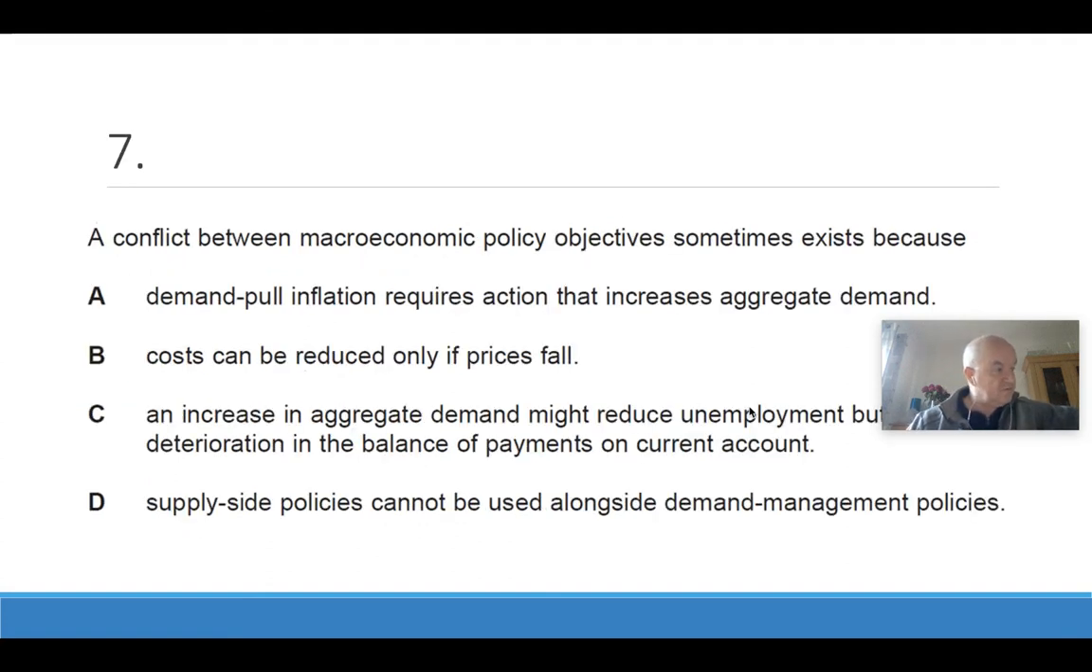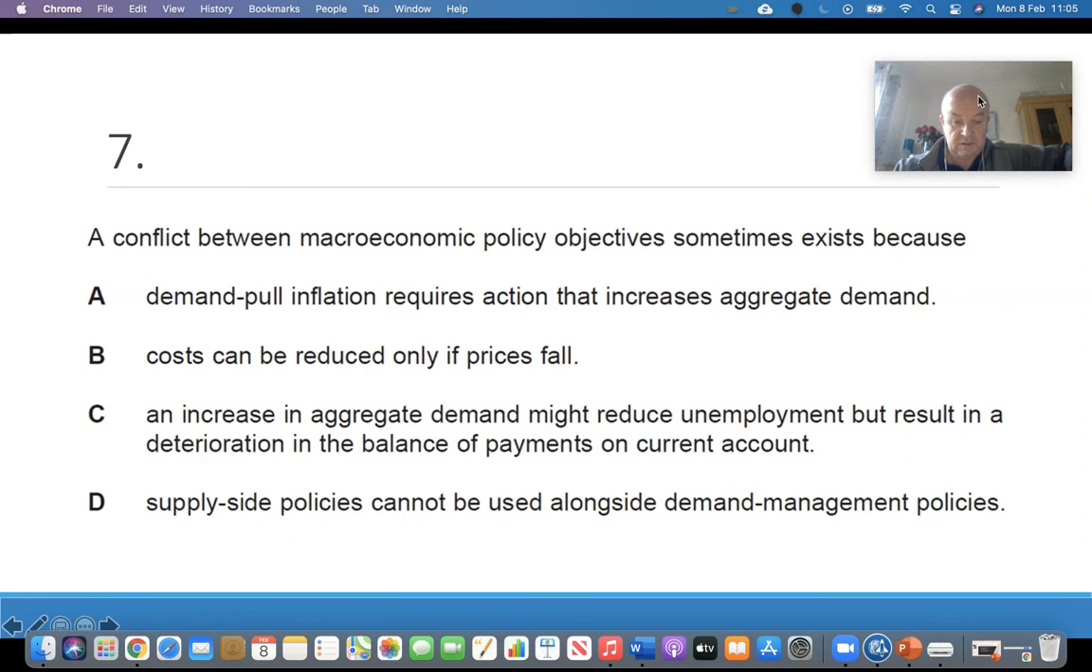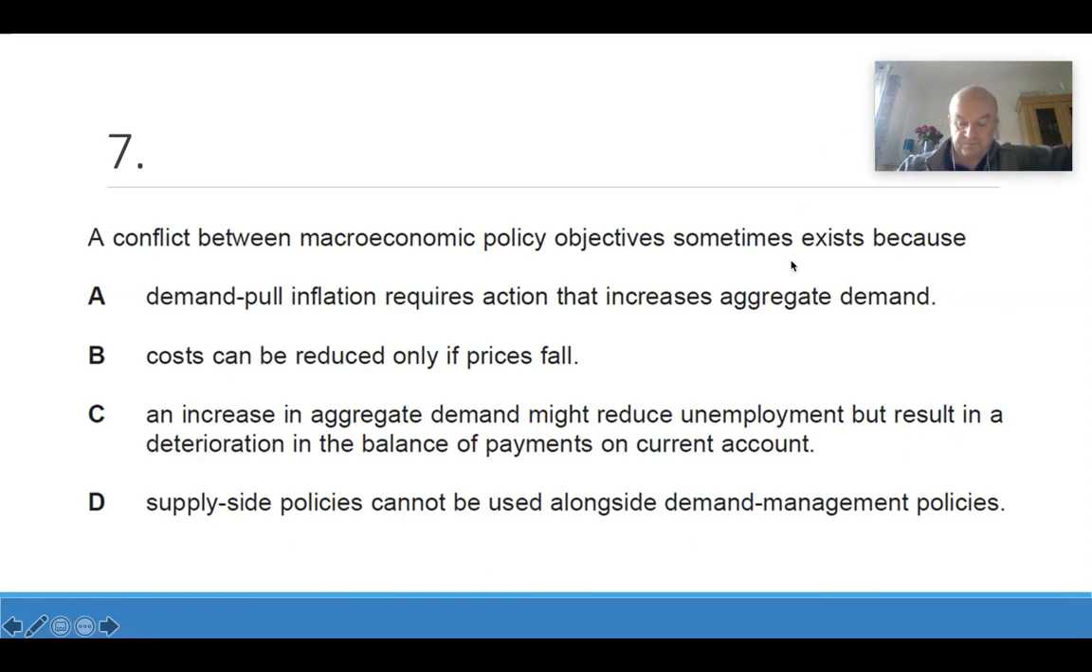Let's take a look at question number 7 then. In this instance, we're looking at a conflict between macroeconomic policy objectives sometimes existing, but for what reason? So let's take a look at this as an example. And in this case, if we're talking about this conflict between the objectives that sometimes exist, if we've got an increase in aggregate demand, that clearly could reduce unemployment, and also result in a deterioration in the balance of payments on the current account. Okay, so in some cases, that is a situation that needs to be considered.